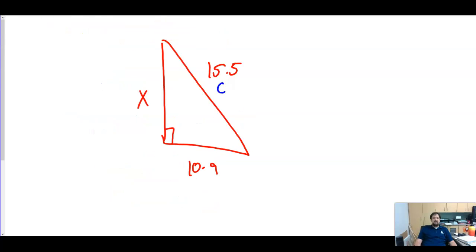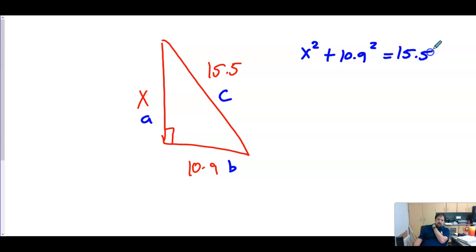Alright. Now let's take a look at what happens if I am given the hypotenuse but not the legs. Well, I kind of gave it away right there. My hypotenuse is straight across, so that's going to be my C. Let's go ahead and make this A and this B. Okay, so we got a squared, which in this case is x squared, plus b squared, which is 10.9 squared, equals c squared, which is 15.5 squared.